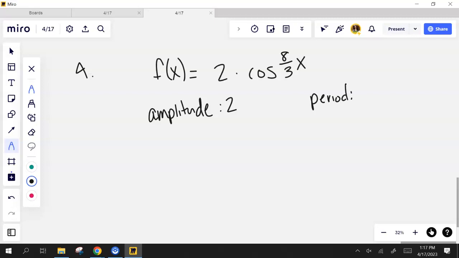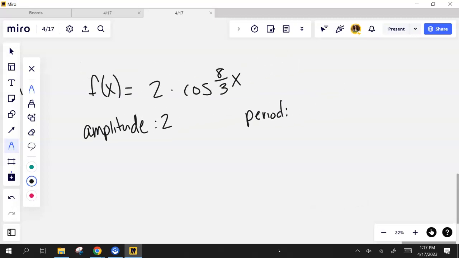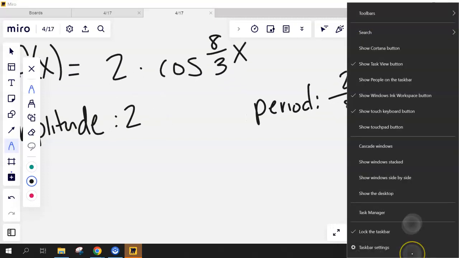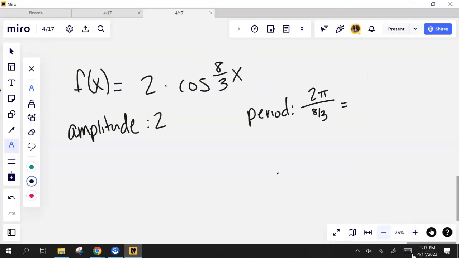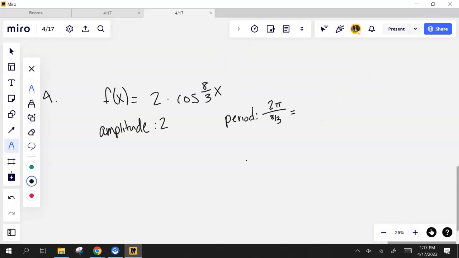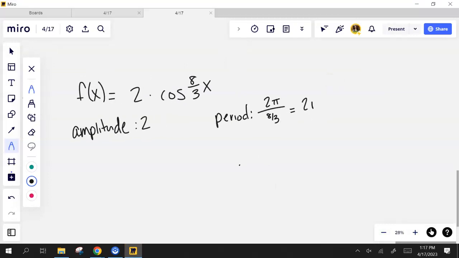All right, so how do you find it? 2 pi over b. So 2 pi divided by 8/3. So what I'm going to do is multiply by the reciprocal here, right? So I'm going to do 2 pi times 3 over 8.